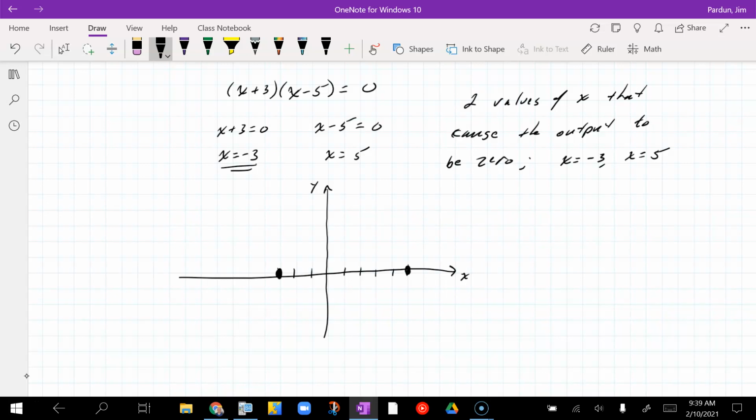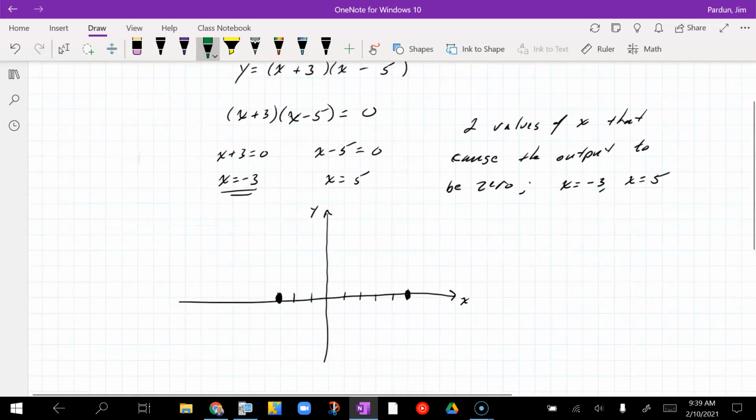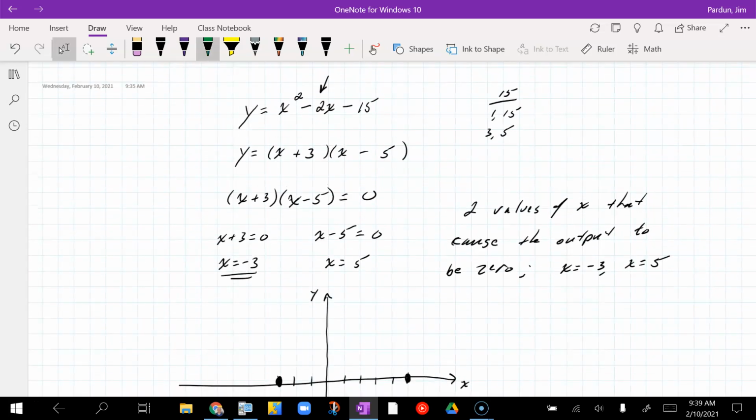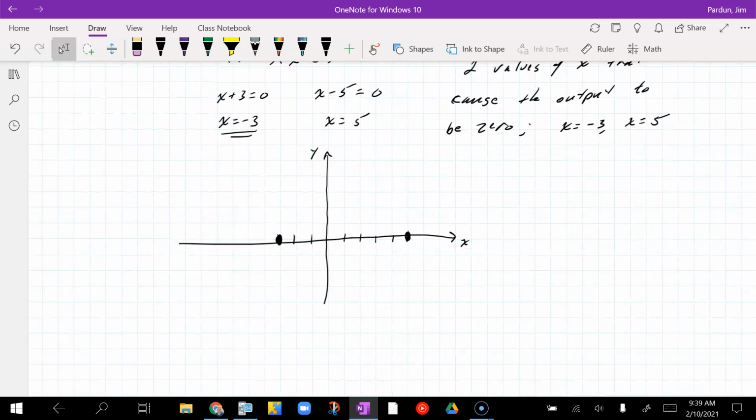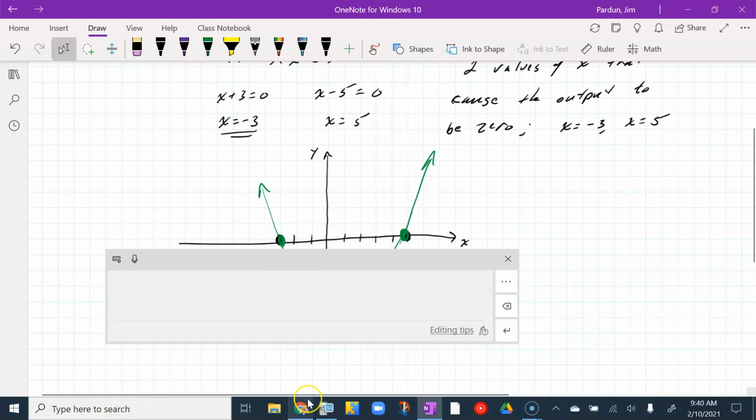So if I just wanted to sketch this parabola, just a rough sketch, I know that it's going to open up. Why? Because the leading coefficient here is a 1, so that's positive. It's going to open up, and a brief sketch of this parabola is going to look something like this. It's going to come down. I'm not exactly sure how far it's going to come down, but then it's going to cross through these points at negative 3 and 5. But we can use that to our advantage when we look at the Desmos activity.